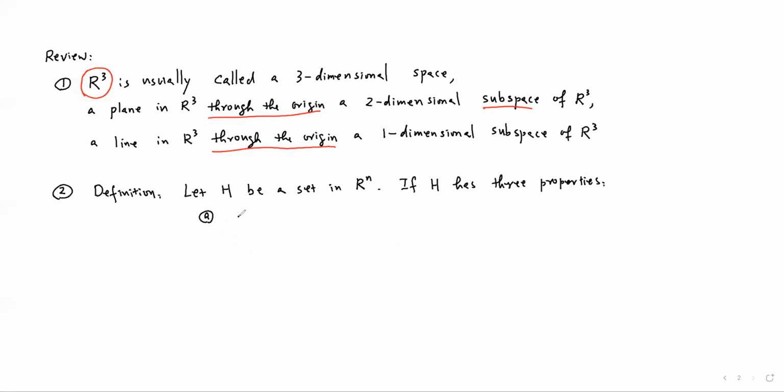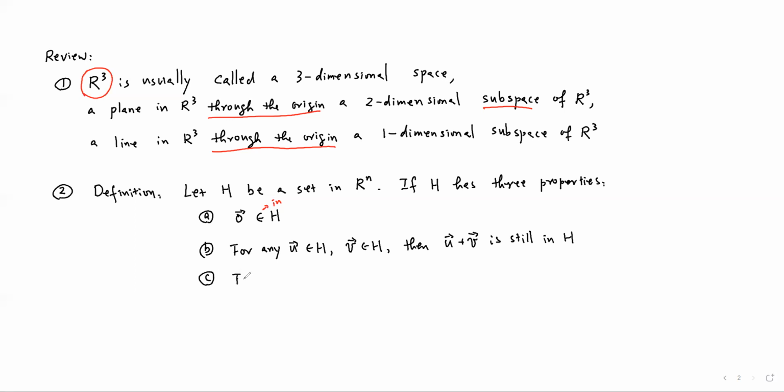Property number one, the origin, the zero vector, is in H. Property number three, any two vectors in H, U and V, then the sum of the two vectors is still in H. This property, we call it H is closed under vector addition.